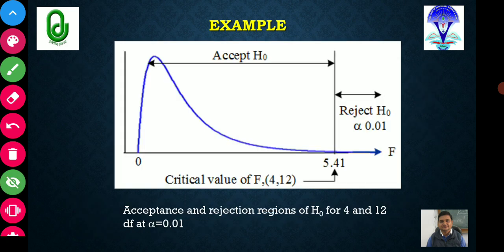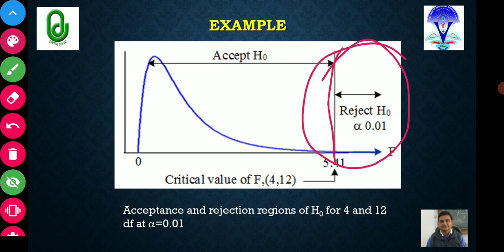So this is the rejection region. Graphically you can see this is the rejection region. The cutoff point was 5.41, and since our calculated value is greater than that, we will reject the null hypothesis. We will reject the null hypothesis at 4 and 12 degrees of freedom.